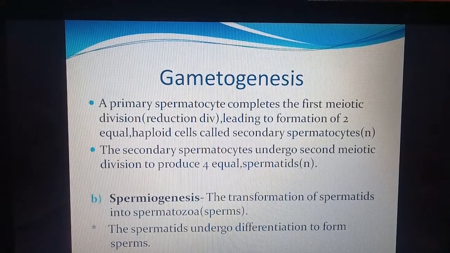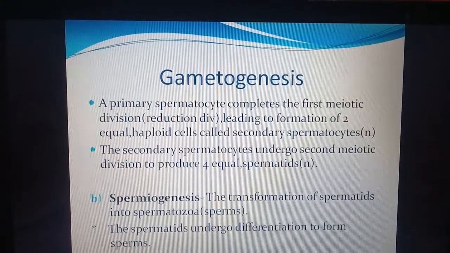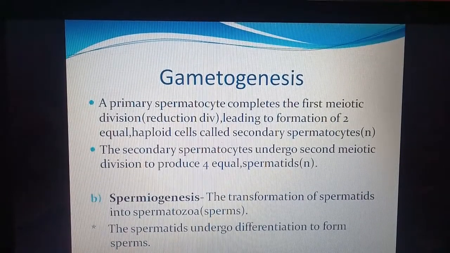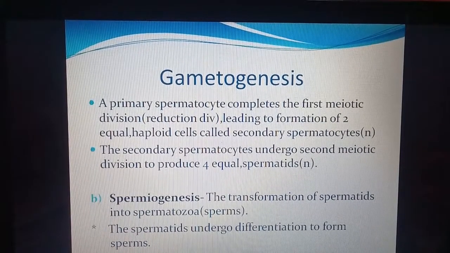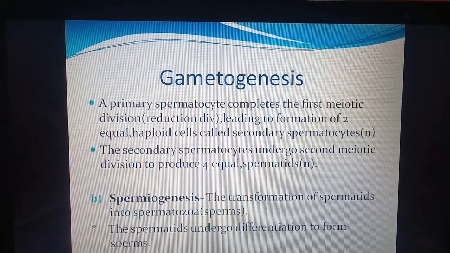The primary spermatocyte completes the first meiotic division. We know that the first meiosis is a reduction division, and as a result two equal haploid cells are formed, which are called secondary spermatocytes, and they are haploid. Now the secondary spermatocytes again divide, undergo the second meiotic division and produce 4 equal spermatids. So a single spermatogonium finally produces 4 equal spermatids, which are haploid.